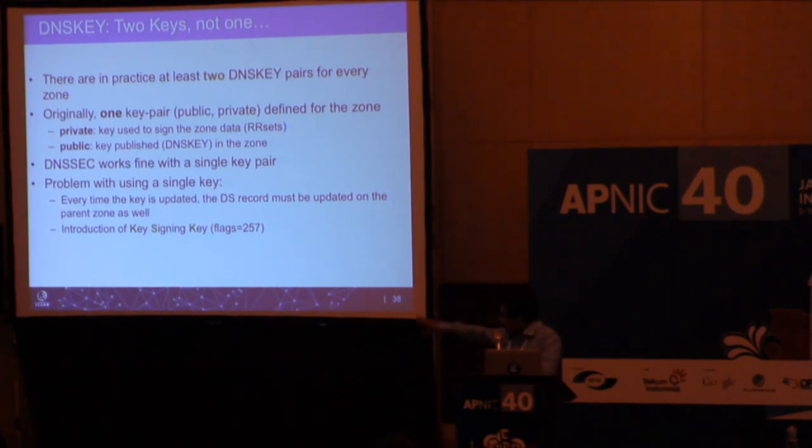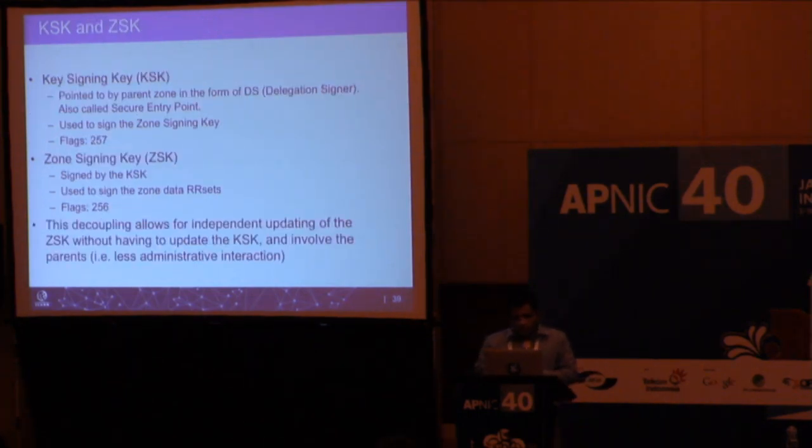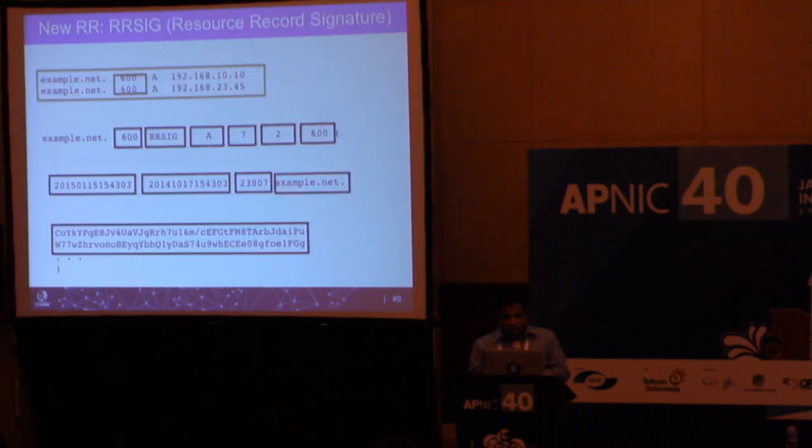So that's why, sometimes if you see those flag values which I was talking about in the public key, the early example showed 256, because 256 is the value for zone signing key, and 257 is actually for key signing key. So those are the two different types of keys that we use.